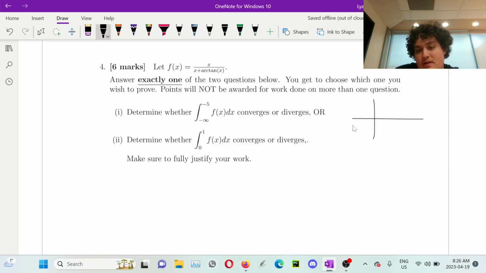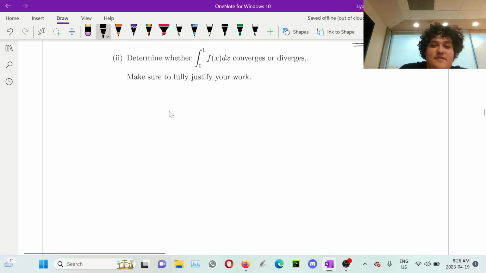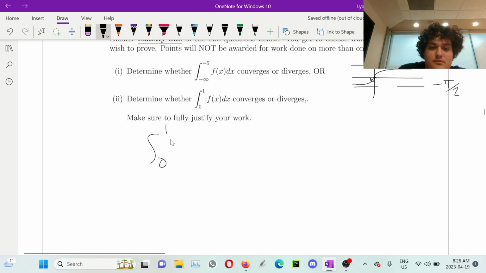Arctangents look something like this. And these are pi over 2 and minus pi over 2. So if we're trying to integrate from 0 to 1, at 0 the arctangent is going to be 0 and x will be 0, so it will be improper there, but other than that, x will be positive and the arctangent will be positive. So this is very easy to just do this one. This is a type 2 improper integral.